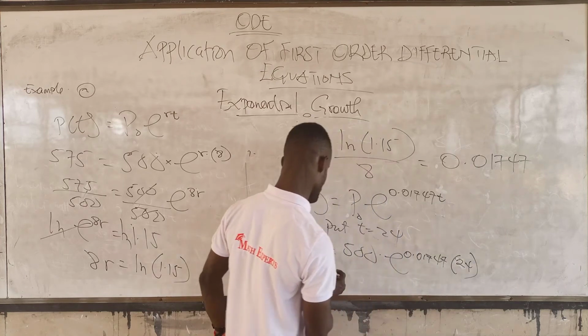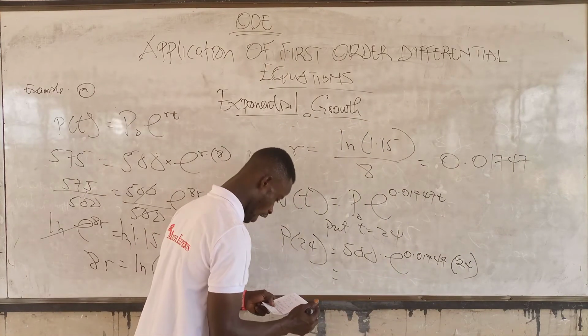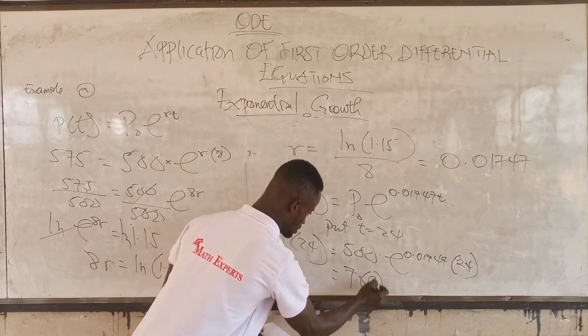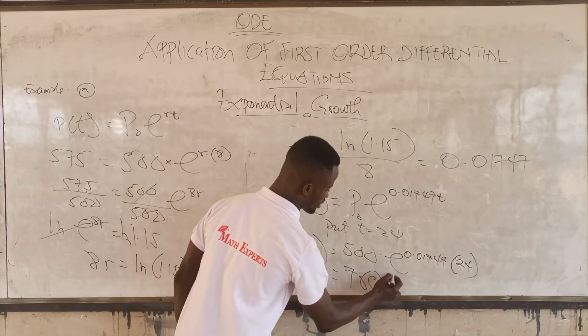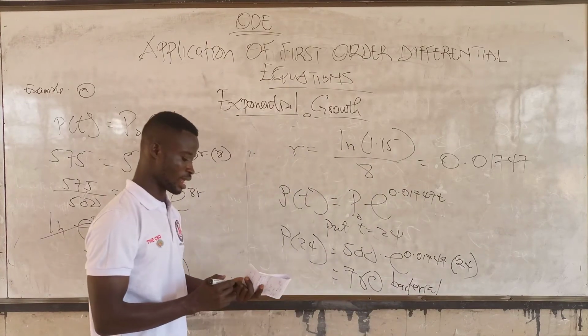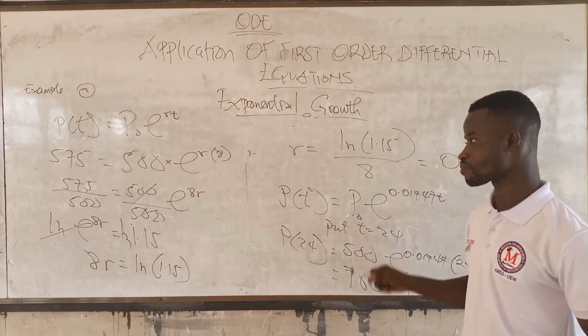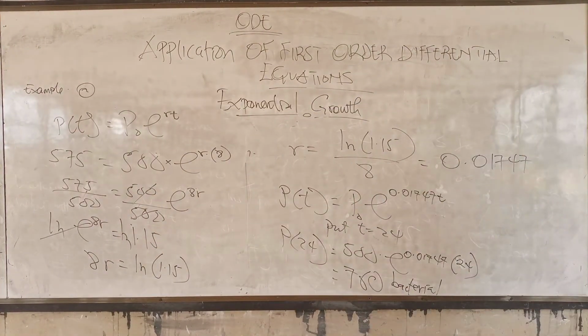And we end up getting our result to be 760. So we're going to get 760 bacteria. So we are going to end up getting 760 bacteria each day. So every 1 day, I'm going to get 760 bacteria.